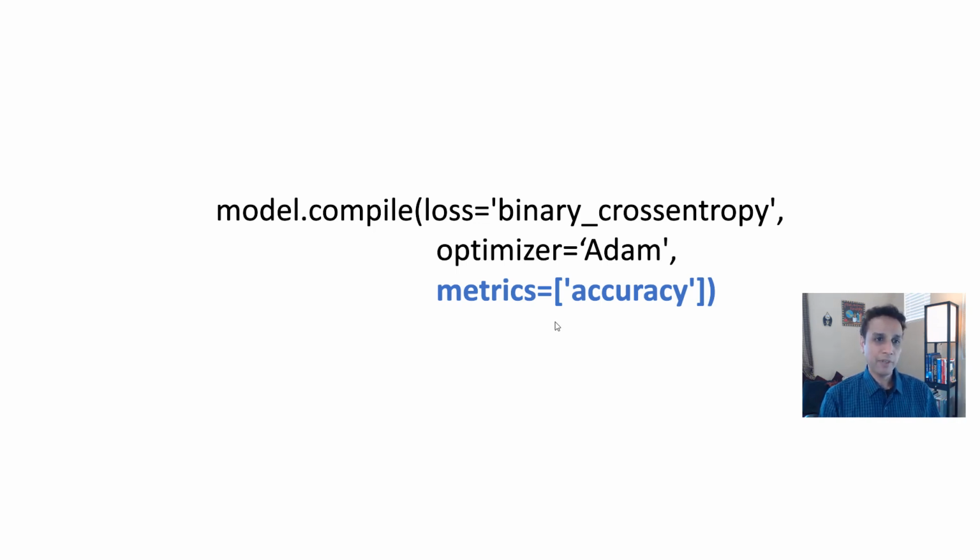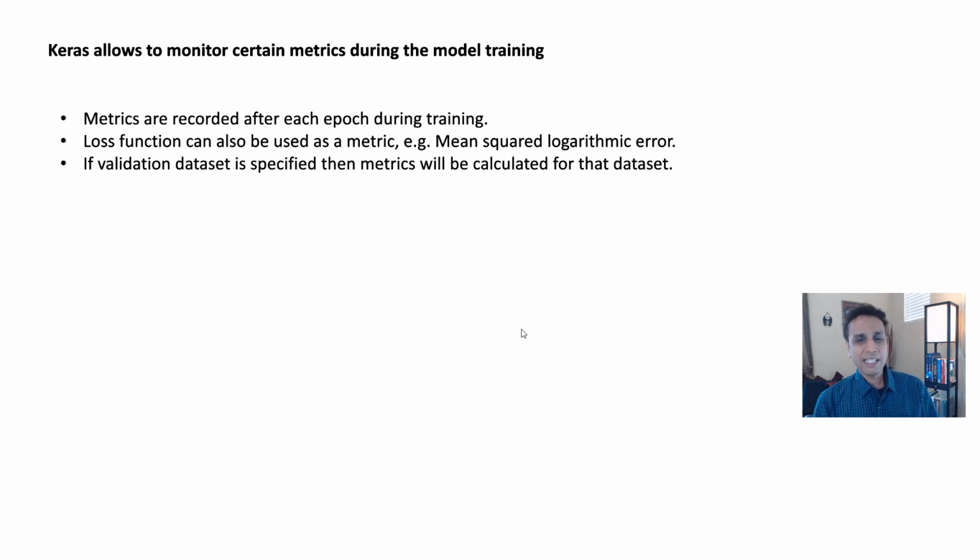Okay, and in this example we're using accuracy. Now it's self-evident, that's why this will be a rather short video, but Keras allows you to monitor certain metrics as we are training the model. Metrics are recorded after each epoch during the training process, and a loss function can also be used as a metric. For example, for regression problems, you can use mean squared error or mean squared logarithmic error, and that can also be a metric. Because you're after all trying to minimize the loss function, so by monitoring the loss function, you can use that as one of your metrics.